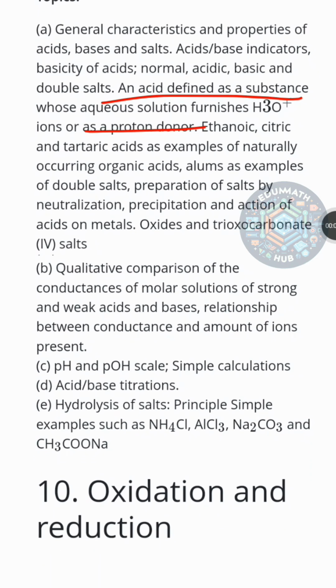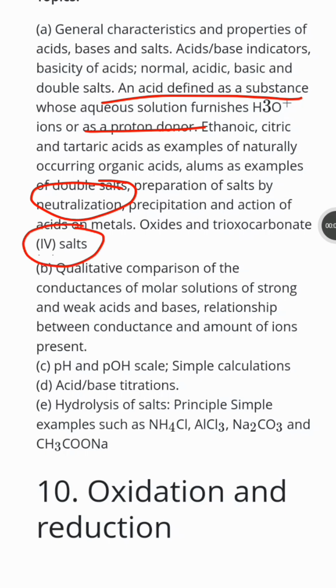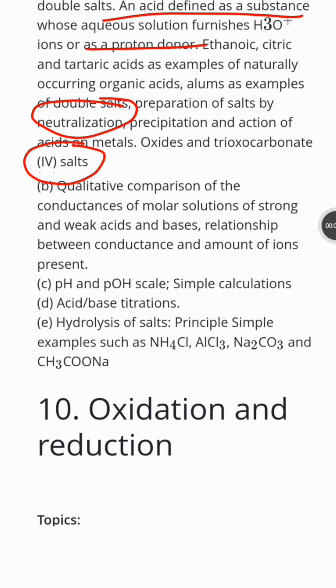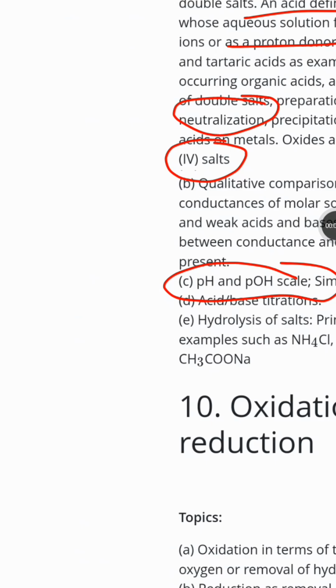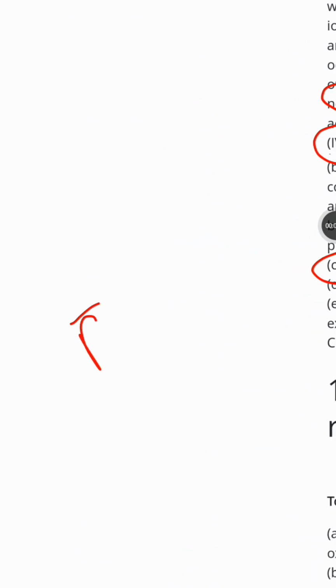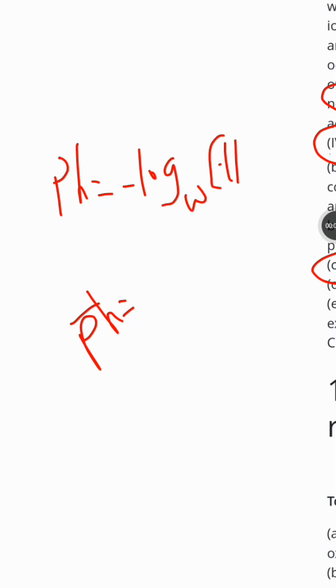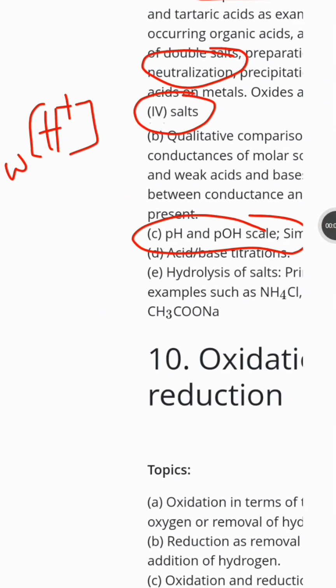You need to talk about bases, then the reaction of acid and base, that's the neutralization reaction. Then salts. Talk about salts: acidic salt, normal salt, basic salt, and so on. The pH scale, the calculation, you need to master it too. Simple calculations, the one that you do like this: pH is equal to minus log10 of H plus. This type, you need to master it.